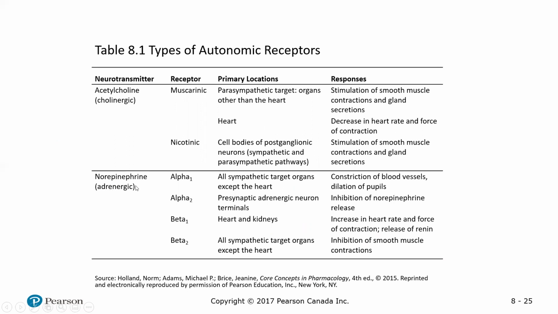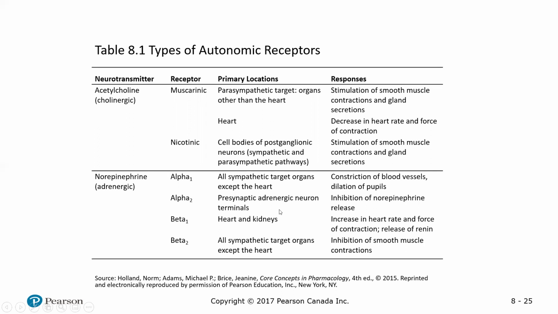Similarly, norepinephrine is sympathetic, released at the time of stress. It's an adrenergic neurotransmitter. When it is acting at the alpha 1 receptor, on all sympathetic target organs, they constrict the blood vessels. Again, there is always a constriction of blood vessels and dilation of pupils. When alpha 2 is working at presynaptic adrenergic neuron terminals, they will always inhibit norepinephrine release.